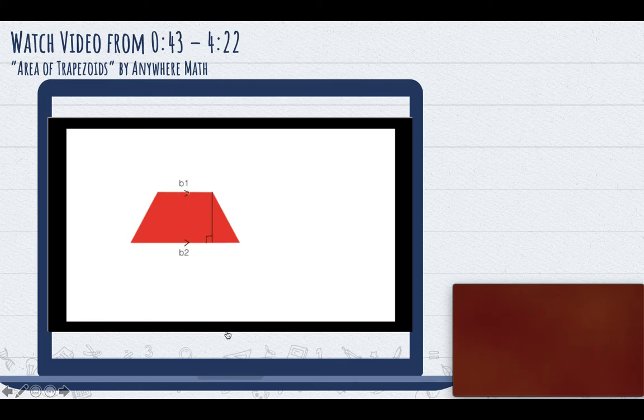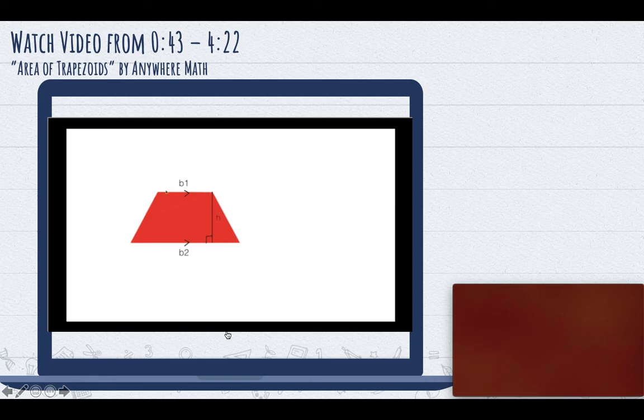Remember, your bases are always going to be those parallel sides. So it doesn't matter if this is flipped up or rotated over. Wherever your parallel sides are, those are going to be your bases. And I could call this B2 and this one B1. It doesn't really matter. Then the distance between your bases, right here, is going to be your height. Okay, and same thing, even if it's kind of rotated a little bit and might not look like a typical height, the distance between your parallel sides will be your height. Okay, so look for that. And your height is always going to be perpendicular to your bases.